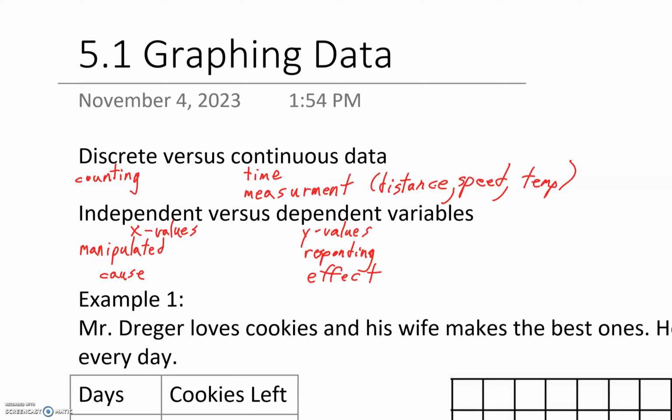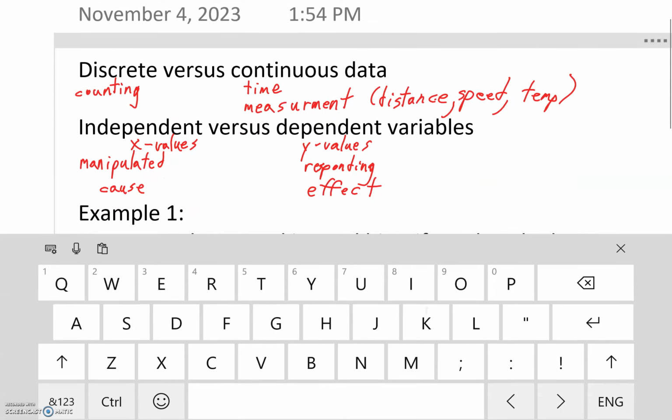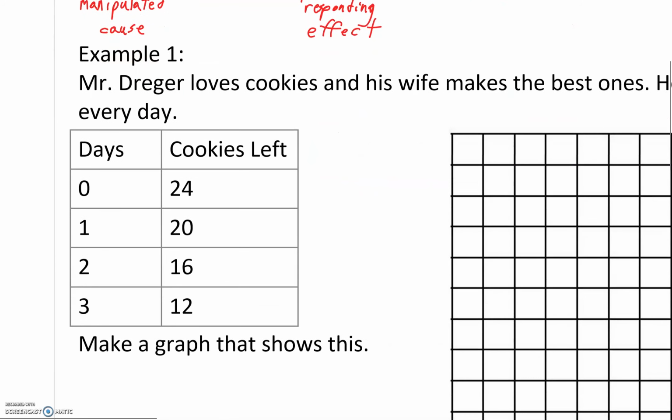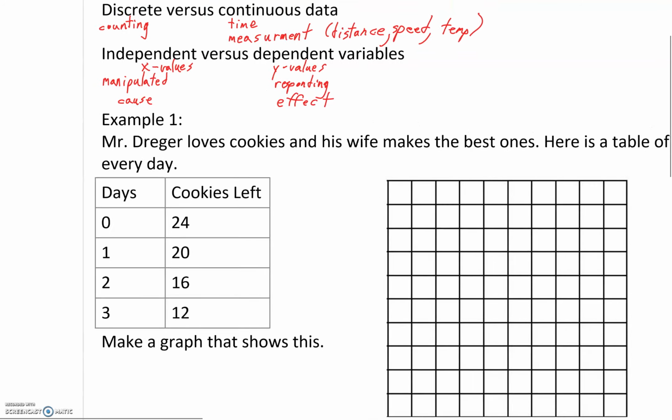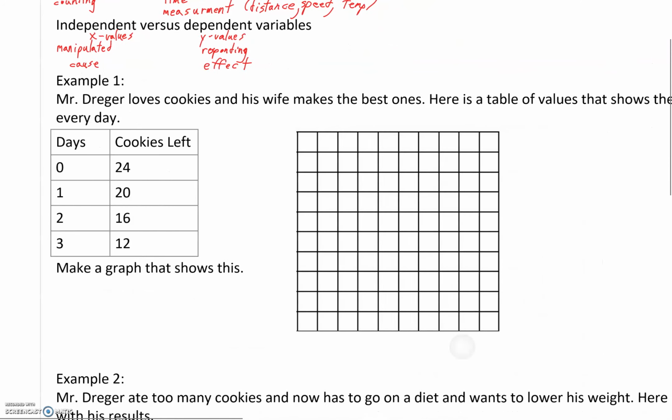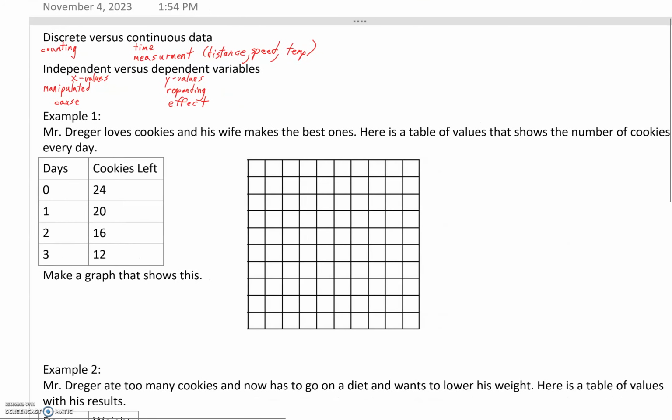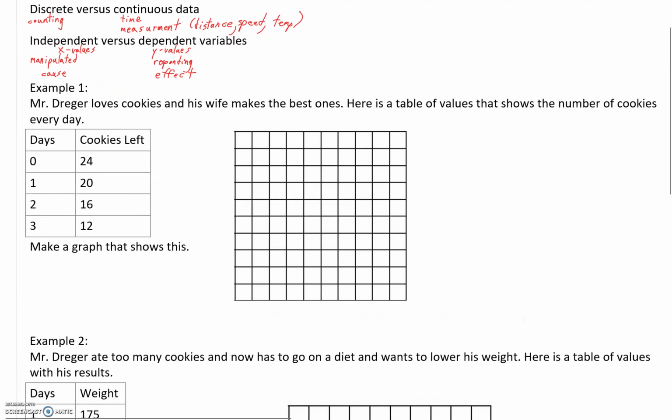So, a graph of height by age as children grow up into adulthood would be, the age would be the manipulated variable because that is what is changing. That's what you're testing. And the height is responding to the different ages. Okay, it's the cause and effect relationship, independent versus dependent variables. All right, here is our first example with the table of values. Let's just zoom out just a little bit more. There you go. That covers everything.